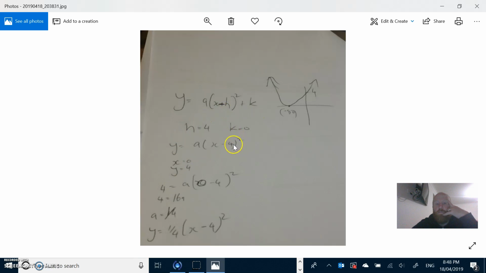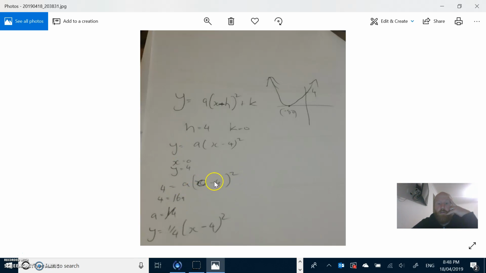In order for us to find out what that number is, that A, and to prove it, we take this point, which is 0, 4. When x is 0, y equals 4, and we put that in the equation. Right, we found this out so far. When x is 0, y equals 4.